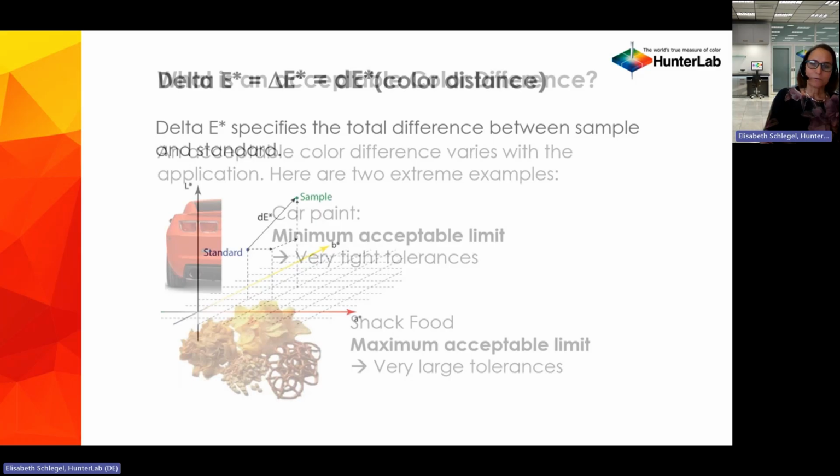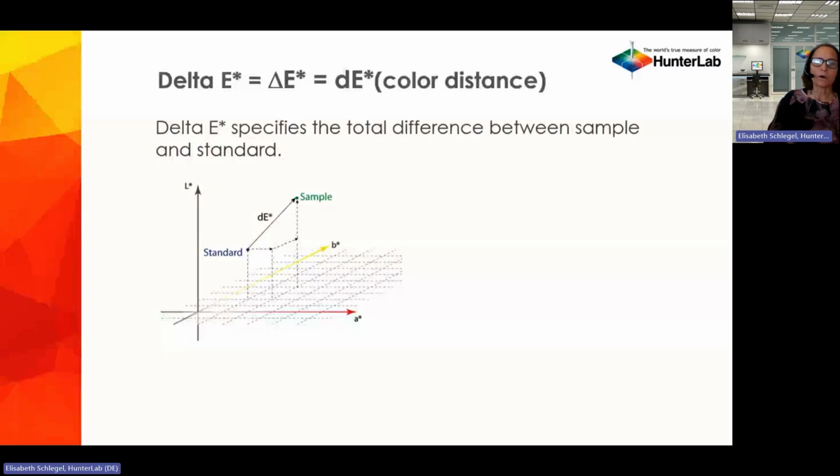And now there's a fourth delta, and that's very good to use because that gives the altogether difference between a standard and a sample. So if we look at the three-dimensional color space here, and we have a standard color located here and a sample color located here, I can, of course, define the DL, DB, and DA. But what is really interesting is the distance from the standard to the sample here. And that is what's specified by delta E, the total difference between sample and standard. So this length is the interesting value.